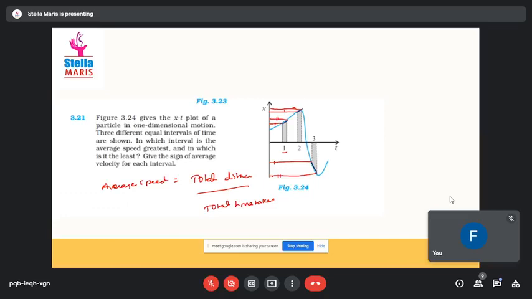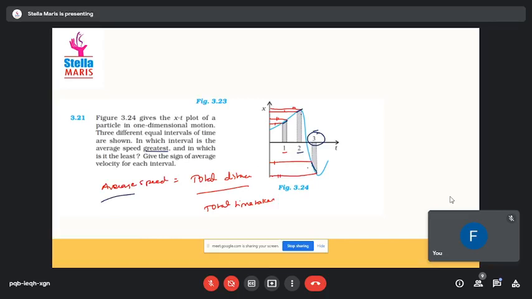So which has a higher distance between position 1 and 2? Whether this distance is large, or this distance, or this distance. Which has a larger value? First, second, or third? Third, yeah. So the total distance will be higher for this interval. Am I right? Yes. So the average speed is highest, that is greatest, in this interval.